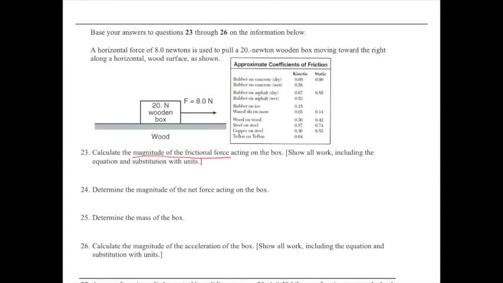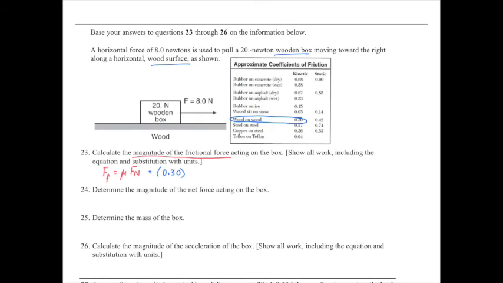Alright, now the last page. So we got this one scenario that deals with problems 23 to 26. We have a wooden box and a wooden floor, and we're looking for the magnitude of the frictional force on the box. So wood on wood gives us our mu value of 0.3. And we know to use kinetic because it's moving along already. If it were just starting to move, then that's when you use static.